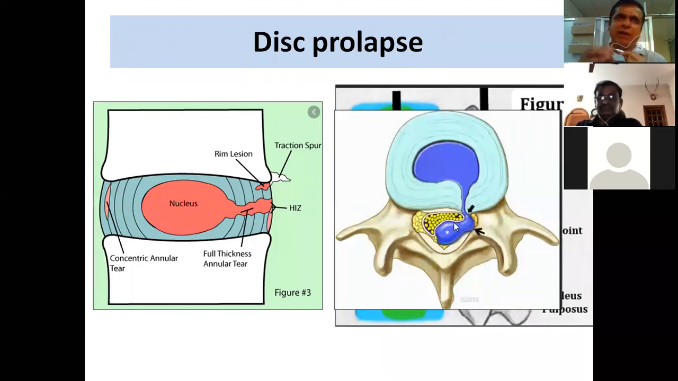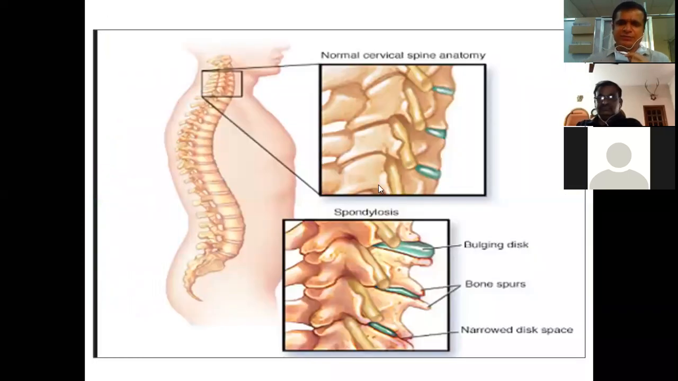Is it the only pathology happening in cervical spine? No, there are some other pathologies happening in cervical spine in addition to what we see in lumbar spine. As you see here, whenever there is a disc prolapse or disc degeneration, what happens? The disc space collapses. As the disc space collapses, there is abnormal pressure over the annulus and the longitudinal ligaments. Whenever there is abnormal pressure over the attachment of the annulus and the longitudinal ligament, there is outgrowth of osteophytes. This is called cervical osteophytes. These are facetal osteophytes. In addition to the disc prolapse, these osteophytes can also cause root compression.